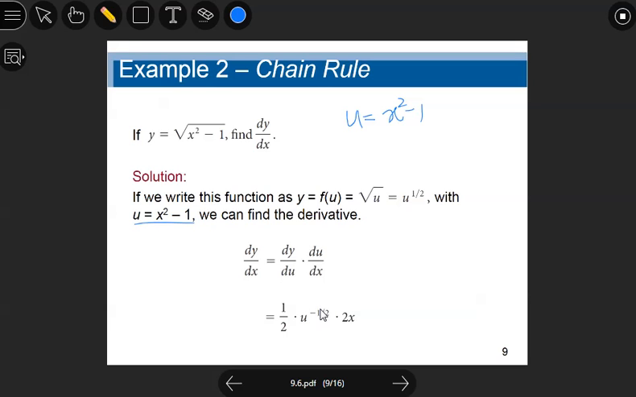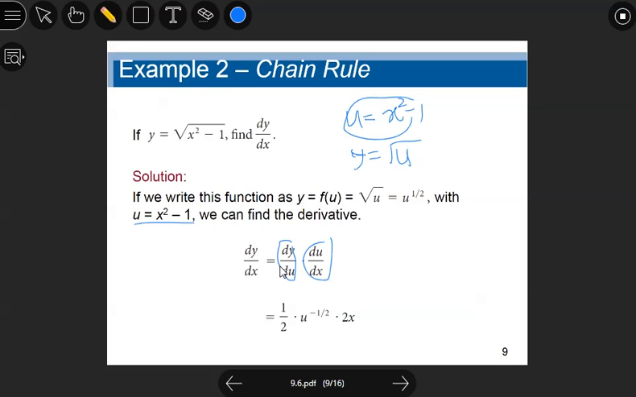Then we need to set up our derivative. So dy/dx is equal to, we can write y as the square root of u. Now easily you can take the derivative of this square root of u with respect to u. That is why dy/du. First take the derivative of this one with respect to u, then take the derivative of u with respect to x. That is why du/dx.